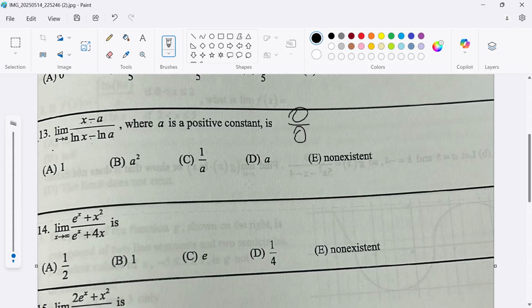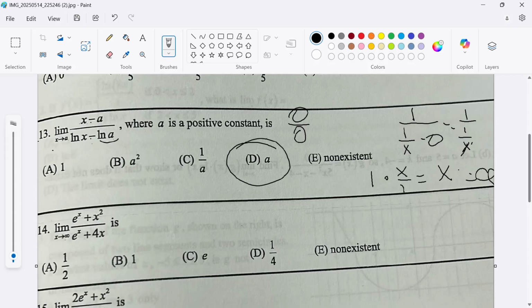Derivative of x minus a is just 1. Derivative of log x is derivative of x divided by x, minus derivative of log a. There's no x in there, so that's just 0, minus 0. So this is 1 over 1 over x, which, when I'm dividing by a fraction, I flip it and multiply. 1 times x over 1 equals x. And as x goes to a, I'm just substituting a for x, and that is a. As x goes to a, I plug in a for x, I get a. So that is answer choice D.